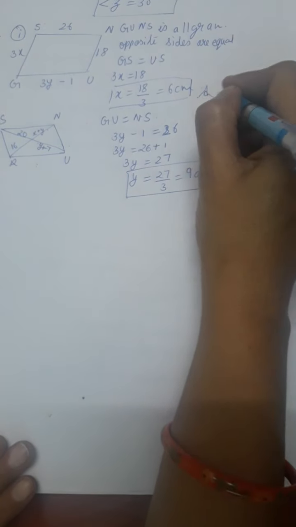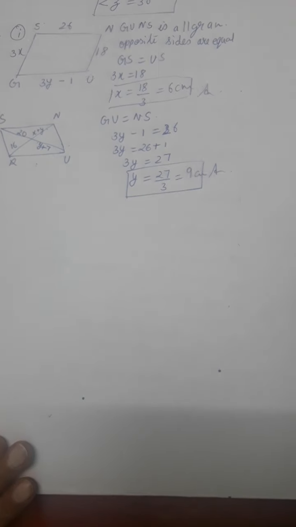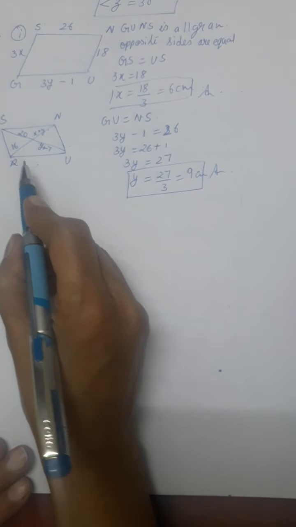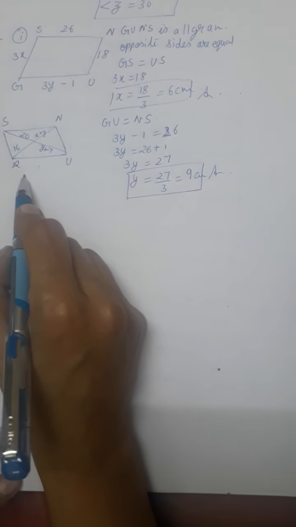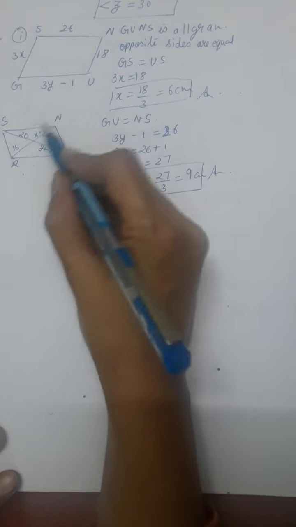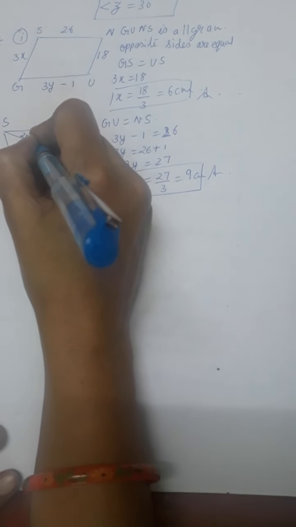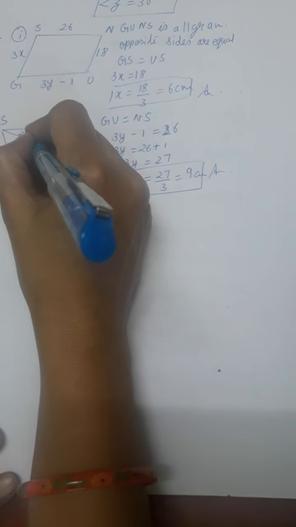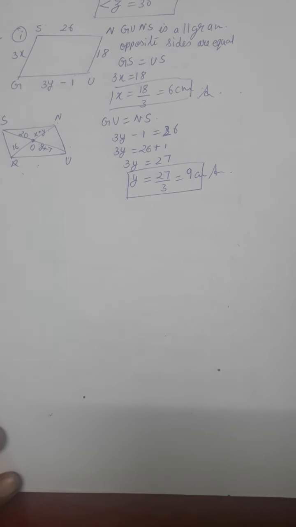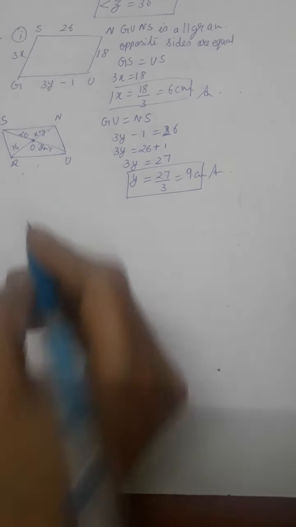So these are the two answers. We have got the value of x and y. Now let us move to the next one. RUNS. This is another parallelogram and, as you know, here the two diagonals RN and US are intersecting. Now give this point the name O. Is that clear? Now here we will use the property that the diagonals of a parallelogram bisect each other.